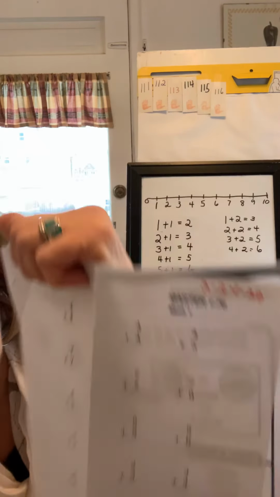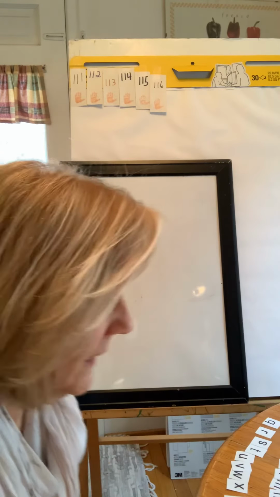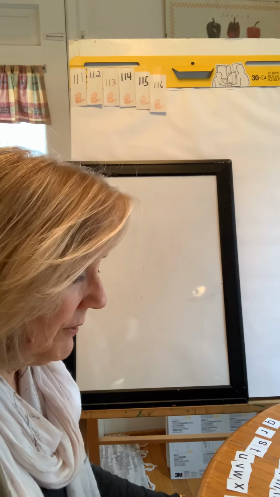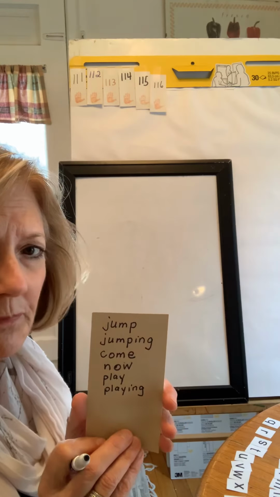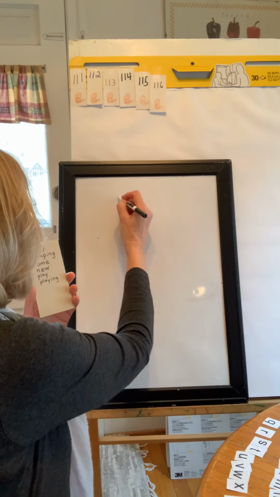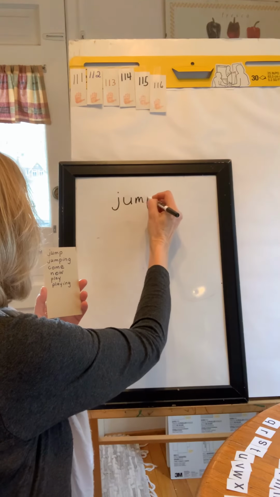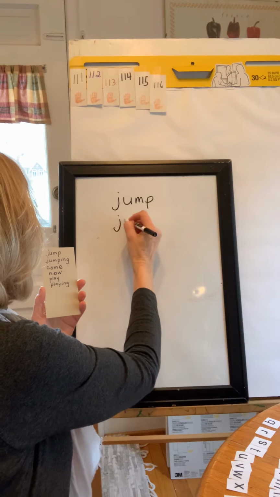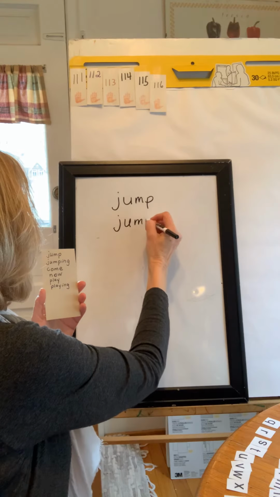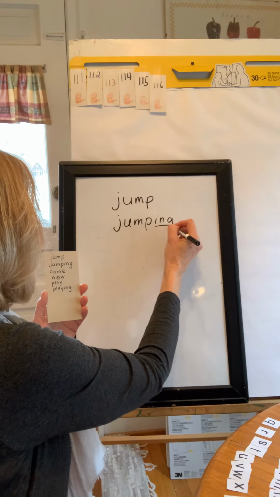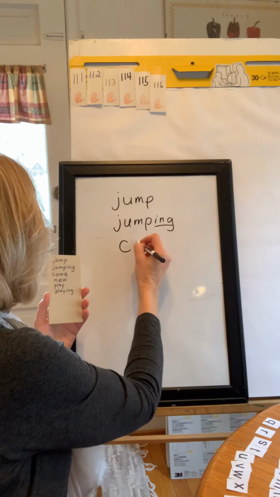Now we have 6 words, 4 that I gave you, and the other 2 I took off of several people's writing. They were trying to spell the word play, so I just decided to give it to everybody. So now take your card and just write your words. Jump, jumping, remember I-N-G. That's a really good ending to add to a lot of words.